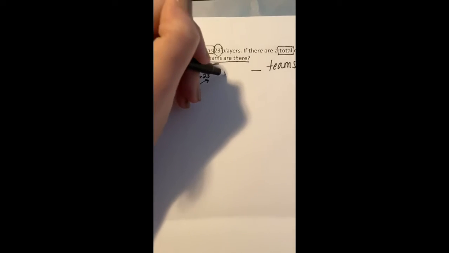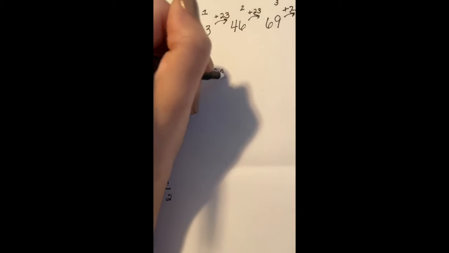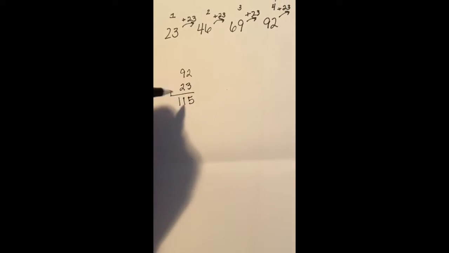I need to keep going. 92 plus 23 would give me 5 teams. I'm just going to do it over here. 92 plus 23. 2 plus 3, 5. 9 plus 2, 11. So now I have 115 players.